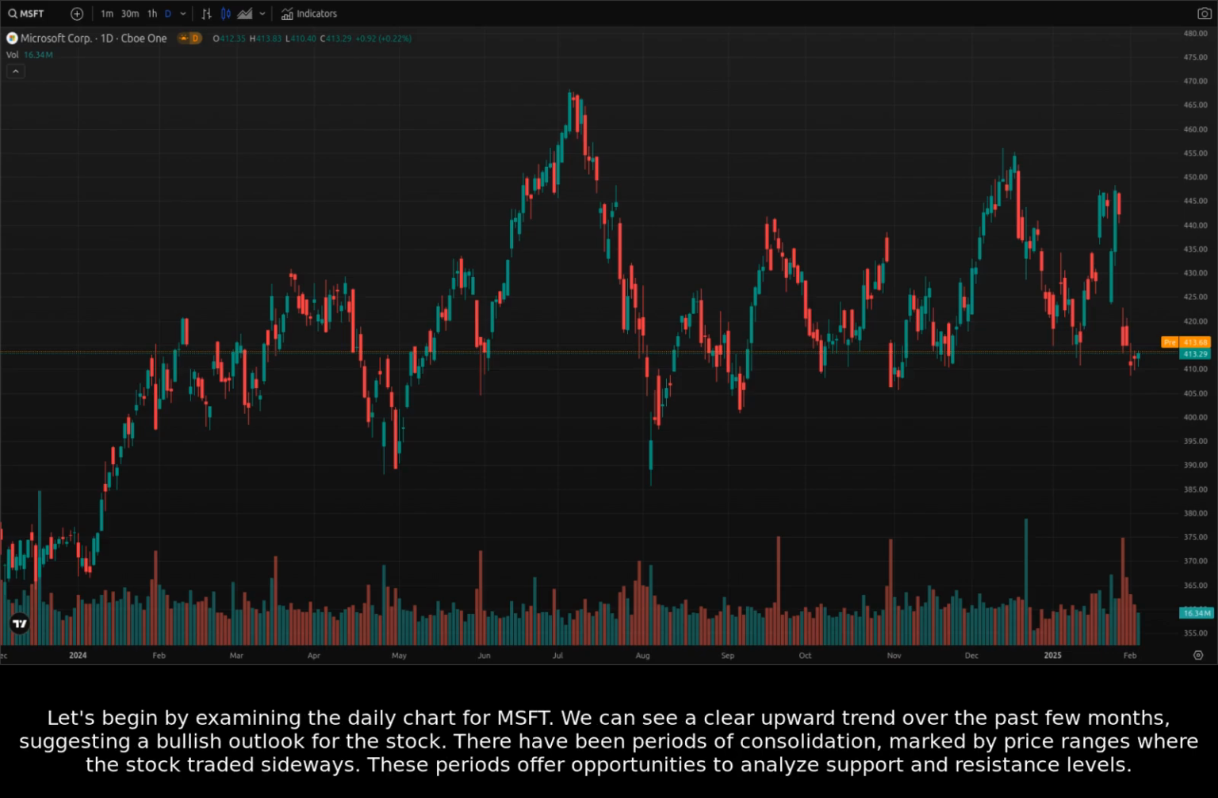Let's begin by examining the daily chart for Microsoft. We can see a clear upward trend over the past few months, suggesting a bullish outlook for the stock. There have been periods of consolidation, marked by price ranges where the stock traded sideways. These periods offer opportunities to analyze support and resistance levels.